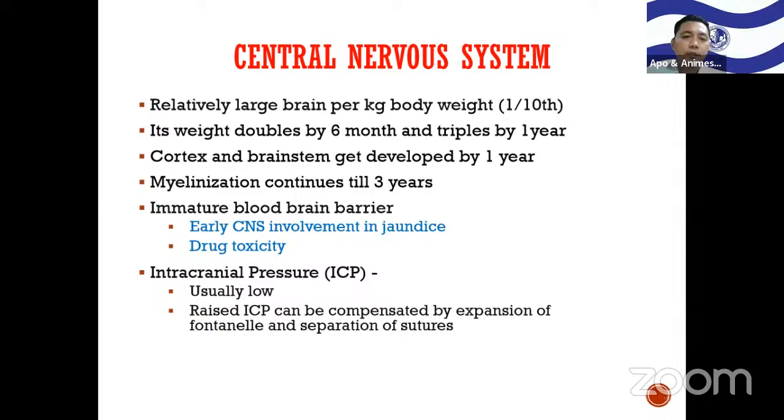The blood-brain barrier of the newborn is immature, therefore early CNS involvement is seen in case of jaundice, and there may be drug toxicity due to the immature blood-brain barrier. The intracranial pressure is usually low in newborns, but any rise in the intracranial pressure can be compensated by expansion of the fontanelle and or separation of the sutures.